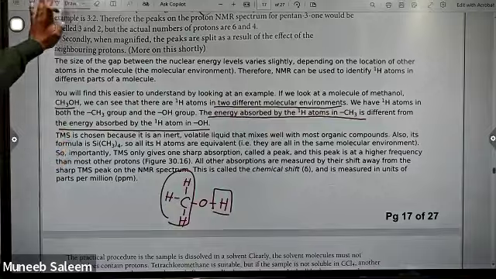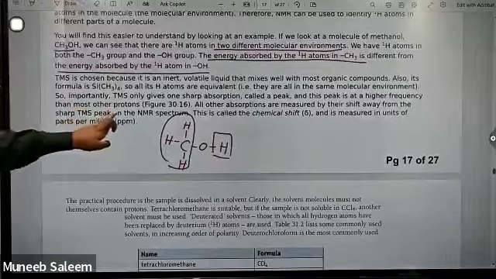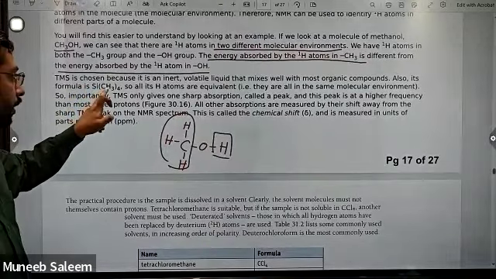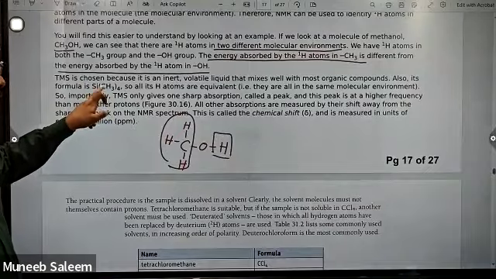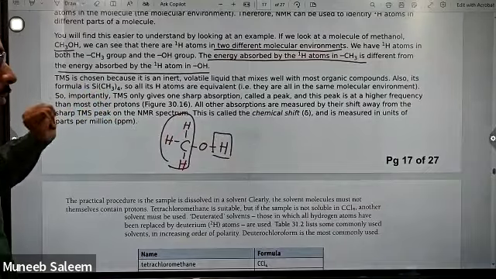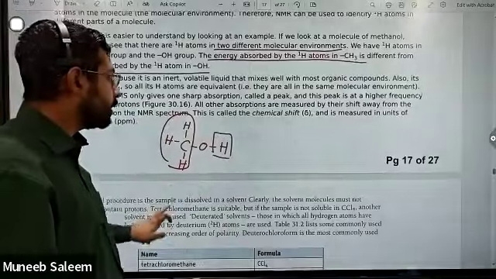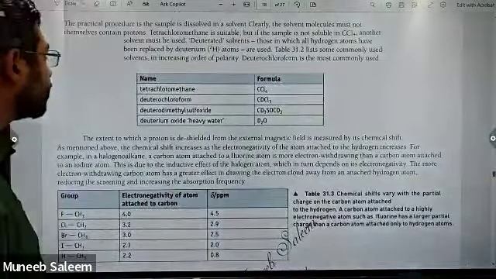And the same tetramethylsilane is used, which has 12 hydrogen atoms, and they are all in the same chemical environment, which we have already seen in the previous literature.